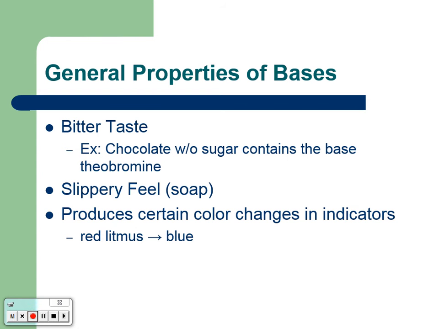Bases will also produce color changes in indicators, but they are different color changes than acids produce. That's how we distinguish one from the other.